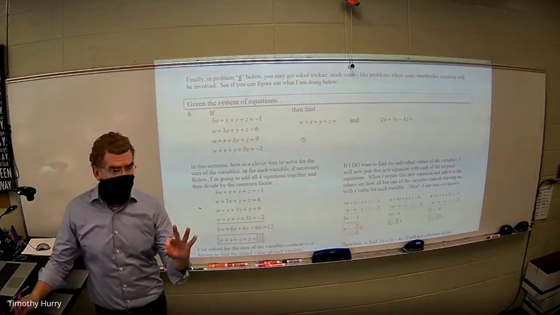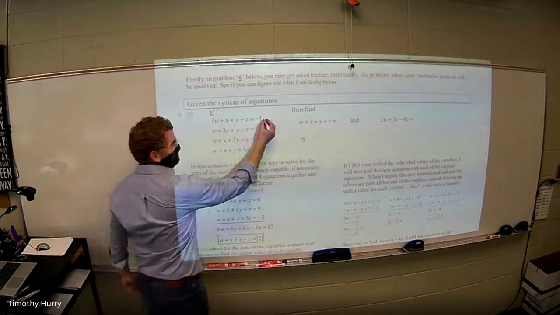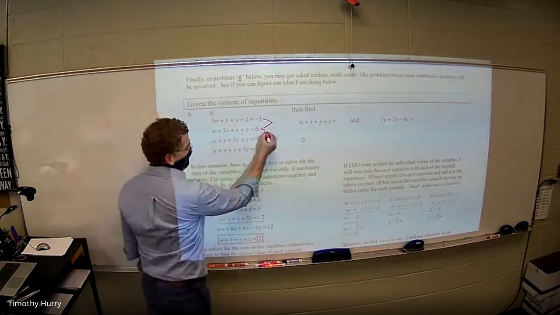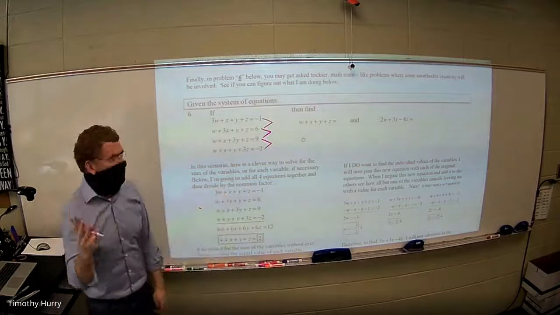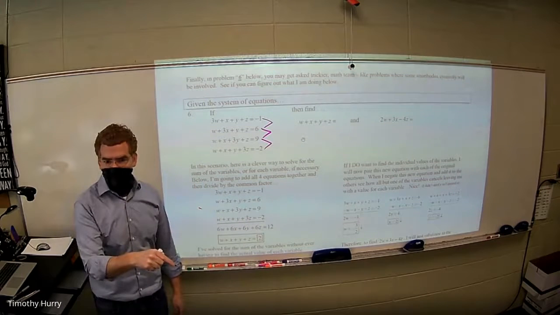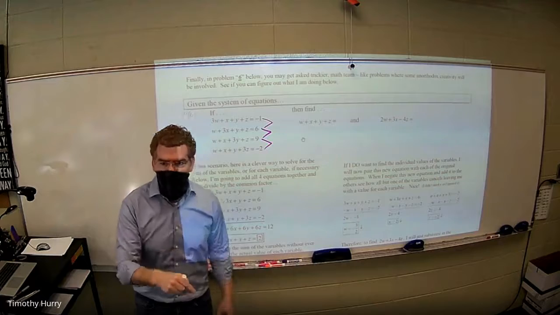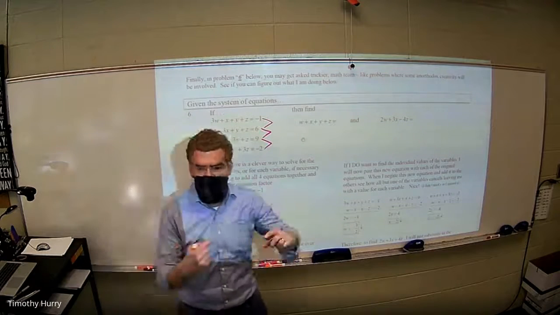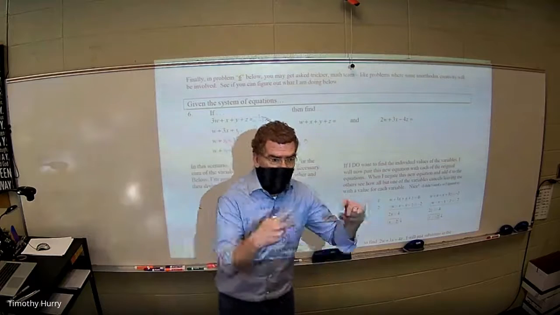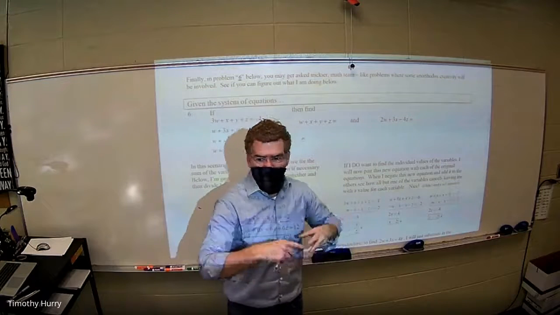You'd have to do 3. You'd have to group these together and get rid of W, these together and get rid of W, and then these together to get rid of W to get 3 equations with X, Y, Z. And then once you did that, you'd have to group 2 of those to get rid of X and 2 of those to get rid of X to get down to Y, Z. Then you'd have to group those together and get rid of the Y to get to the Z.